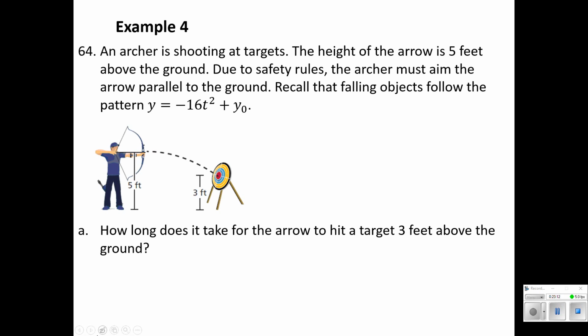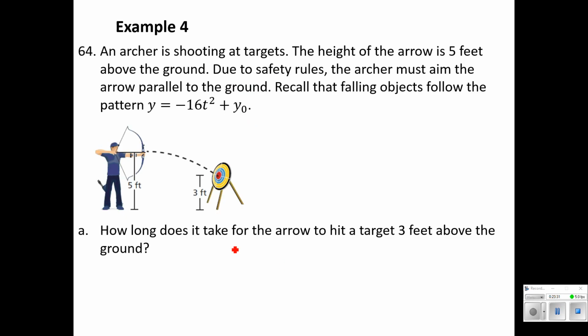And our last example here, an archer is shooting at targets. The height of the arrow is 5 feet above the ground when he starts. Due to safety rules, the archer must aim the arrow parallel to the ground. Recall that falling objects follow that pattern. We saw this in Chapter 2, negative 16t squared plus our initial height. Remember, y's mean height. So hopefully the archer can hit this target. Obviously, this is not to scale. How long does it take for the arrow to hit a target 3 feet above the ground?